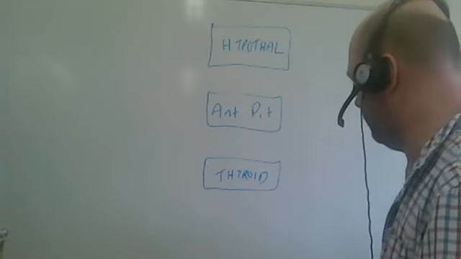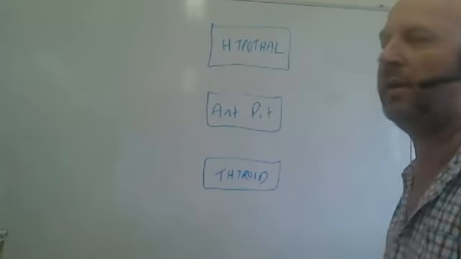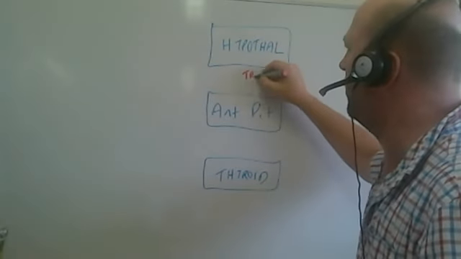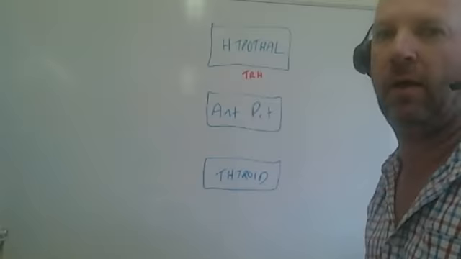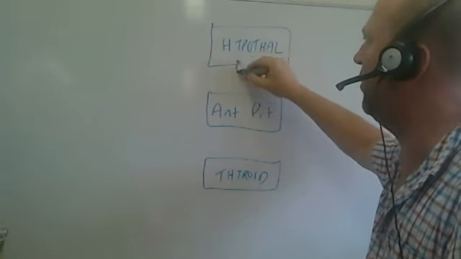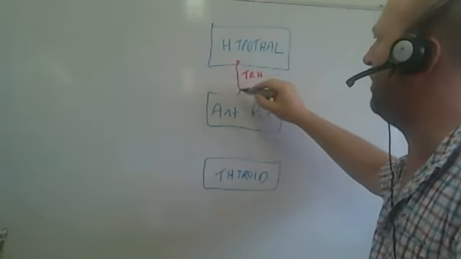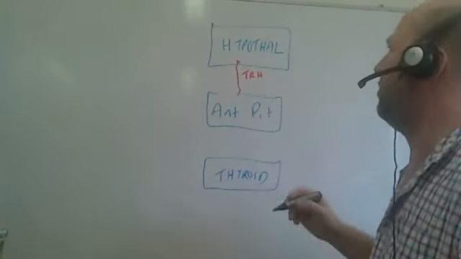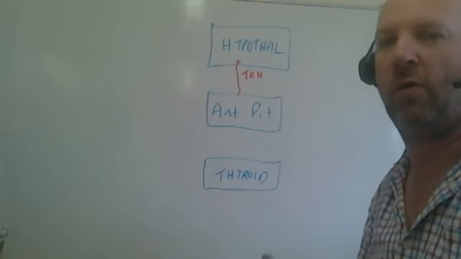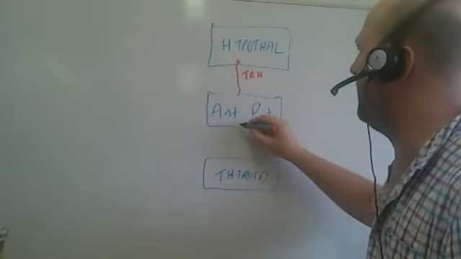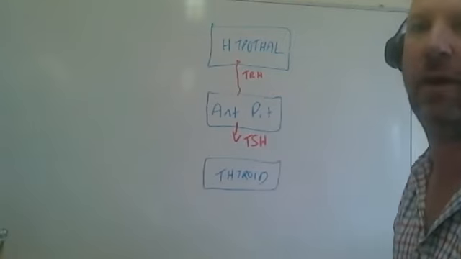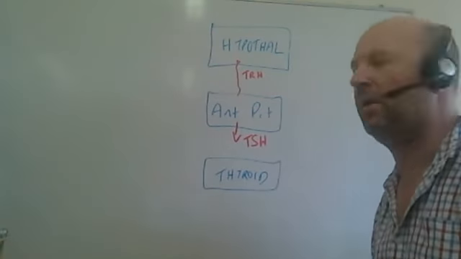Now again, the whole setup starts with the hypothalamus, and in the hypothalamus you have cells that secrete a hormone called thyrotropin releasing hormone. This TRH is released from the hypothalamus into the portal blood vessel system, which will send the TRH directly to the anterior pituitary. At the anterior pituitary, the TRH will act on thyrotropic cells, and these thyrotropic cells will then secrete the hormone thyroid stimulating hormone, or TSH.